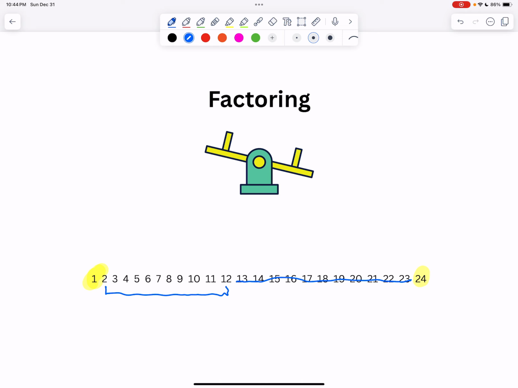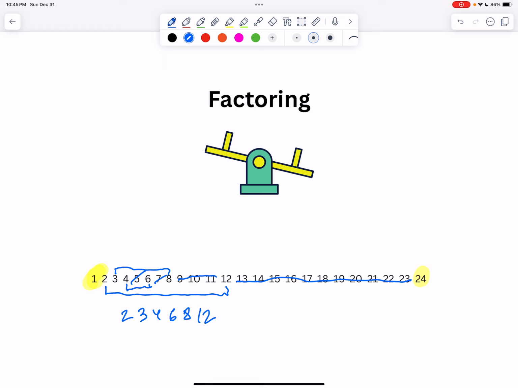And I'll explain in a minute why that works. But let's just see what else we have here. Let's try 3. 3 times 8 equals 24 also. So we could eliminate 9, 10, and 11. And then 4, we go up from 2 to 3 to 4. 4 times 6 equals 24. So we could eliminate 7 and 5. So we're left with 2, 3, 4, 6, 8, and 12.